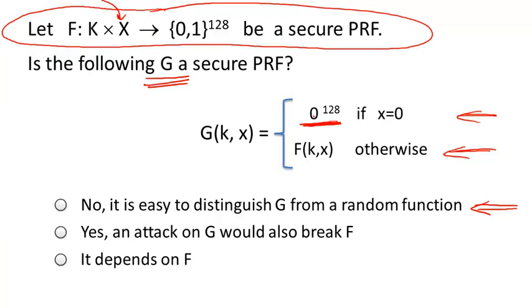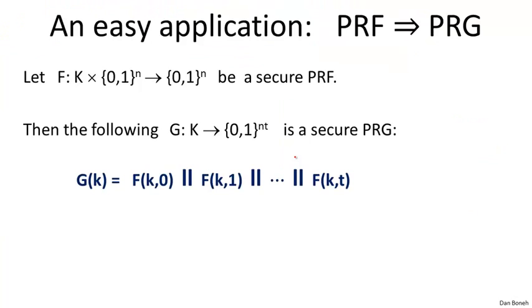So what this example shows is that even if you have a secure PRF, it's enough that on just one known input the output is not random, the output is fixed, and already the entire PRF is broken, even though everywhere else the PRF is perfectly indistinguishable from random. Okay, so just to show you the power of PRFs, let's look at a very easy application. I want to show you that pseudorandom functions directly give us a very simple pseudorandom generator.